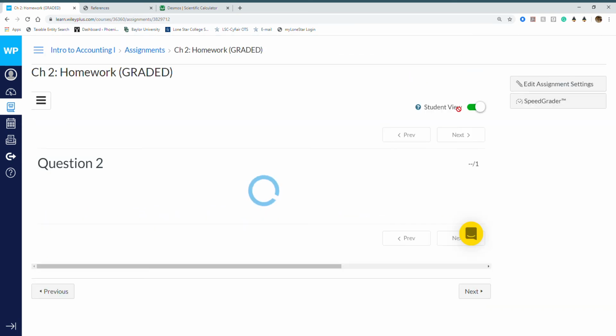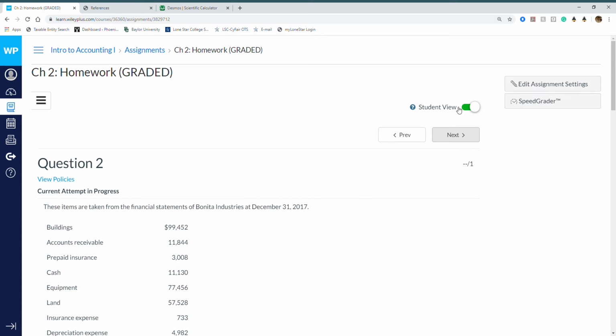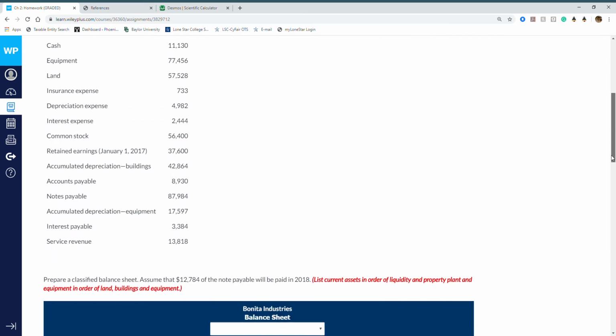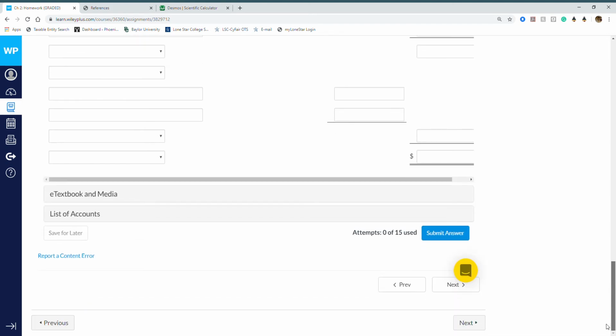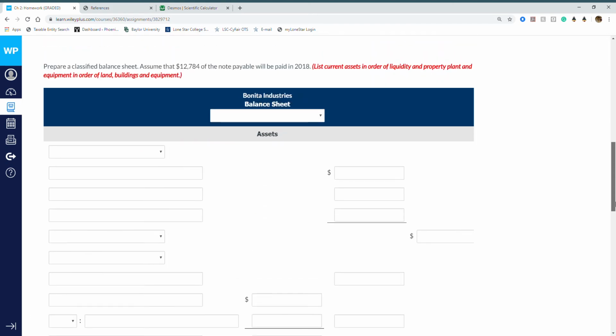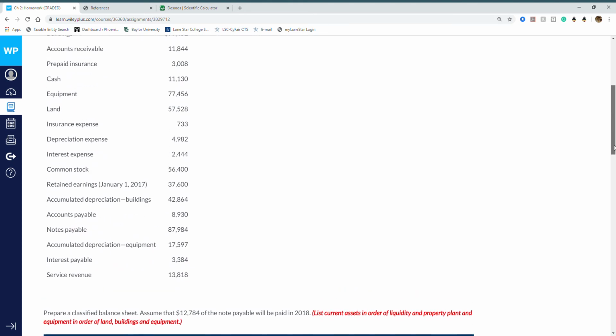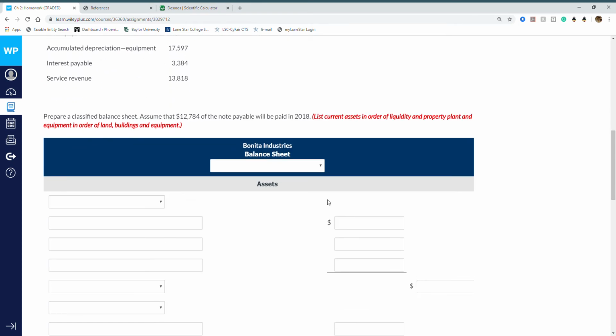Alright, question number 2. So these items are taken from the financial statements of Bonita Industries. And again, they want us to do a classified balance sheet, but the complete classified balance sheet. Ooh, okay. So first off, always remember your date, always specific. First things that we hit is the current assets. There it is.